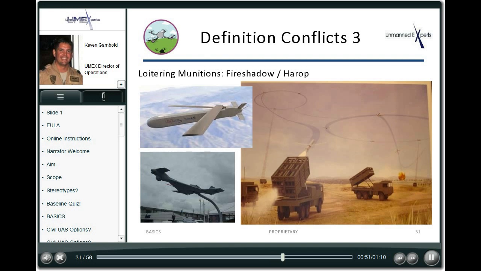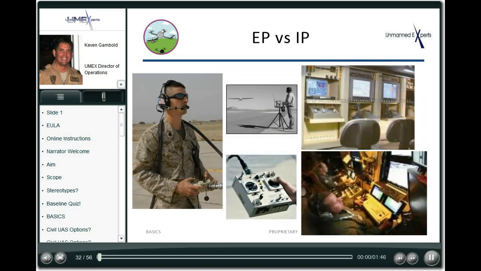But then on top of that, it can be returned to base. The Fire Shadow is a design for effectively a loitering cruise missile that is also being studied in Europe. So with these things, I'm finding great difficulty in seeing where the line lies between these and a UAS or an RPAS.